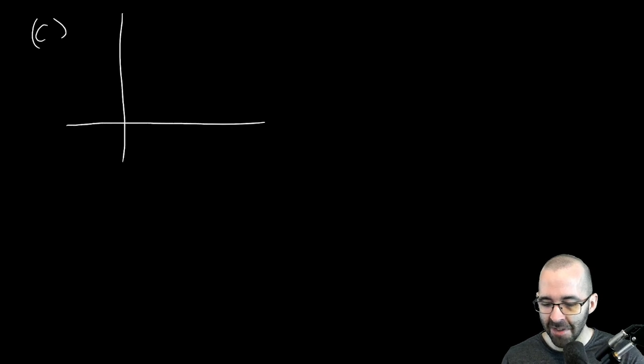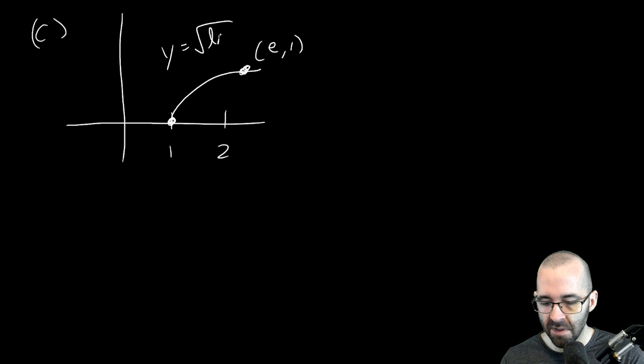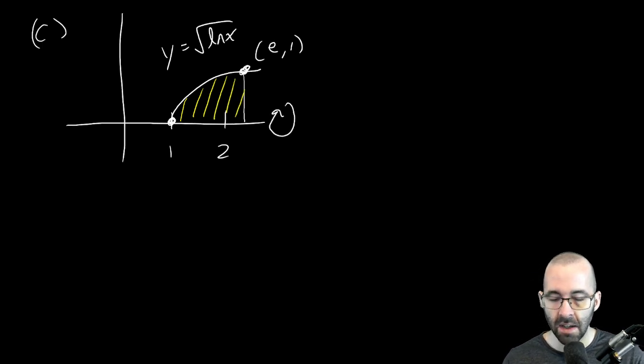This next one I made up, and I think it works as a good example. But we're going to find out if it doesn't. All right. So it's going to look kind of like a square root function, but it's not. This is the point e comma 1. And we're looking at the function y equals the square root of the natural log of x. And we're looking at this region right here, again, rotated about the x-axis.